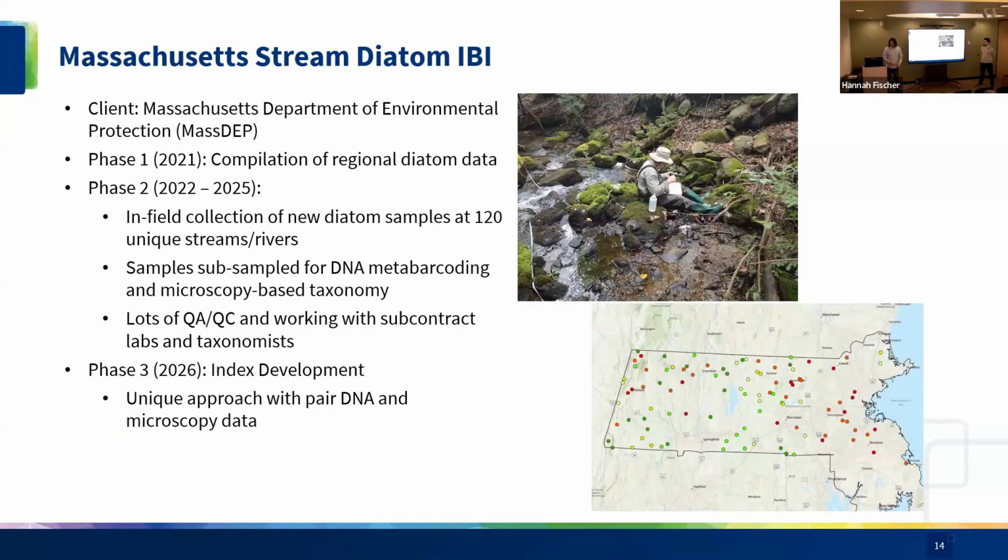The one that I lead is with the Massachusetts Department of Environmental Protection. I've been working on this basically since I got to Tetra Tech. It's been a long process, but it might be over sometime next year. This one's pretty cool because it focuses on stream diatoms as indicators of pollution. We initially started in 2021 trying to compile a regional data set, primarily from Connecticut and Maine and Rhode Island, and see if we could create an index and then have them go out and sample and try to apply it to their streams.